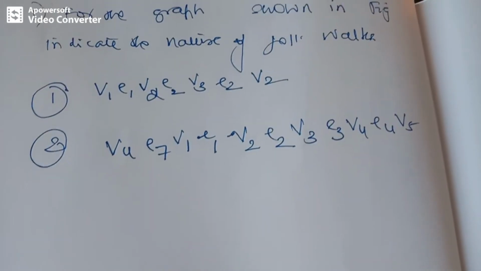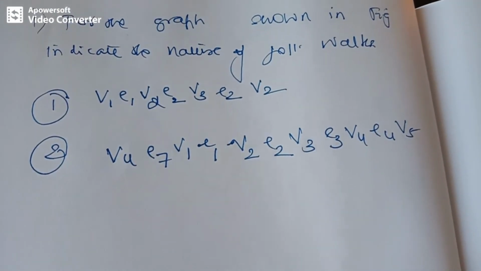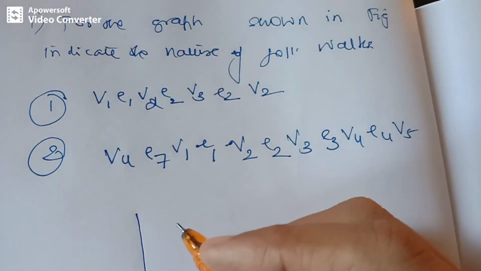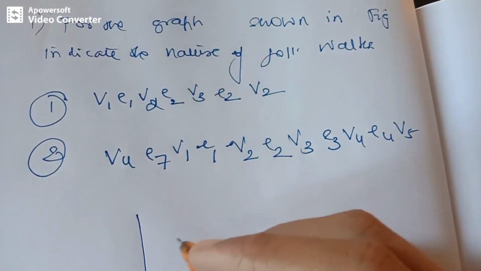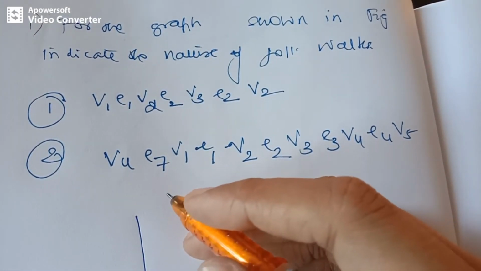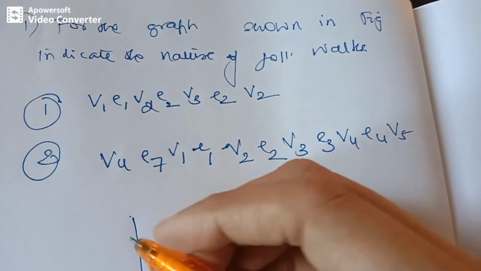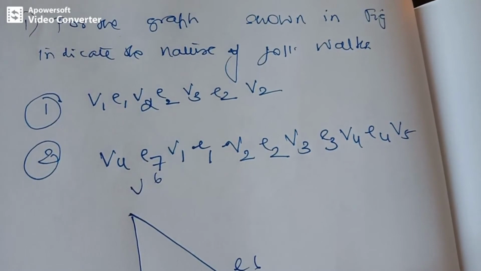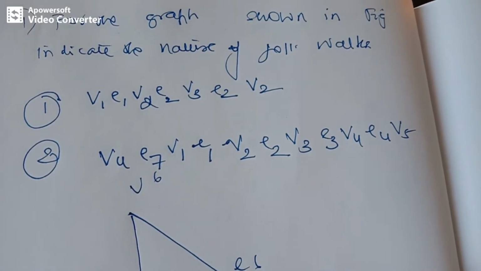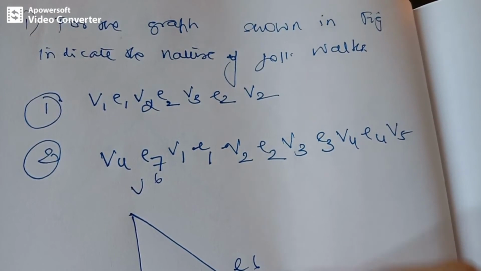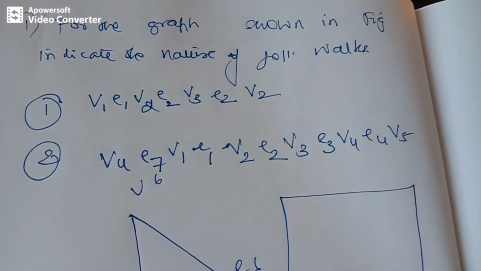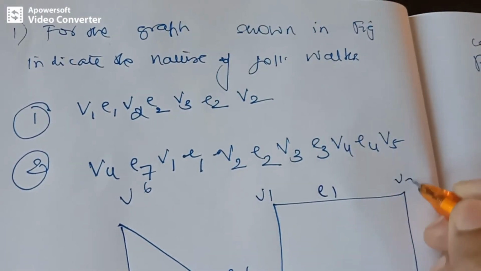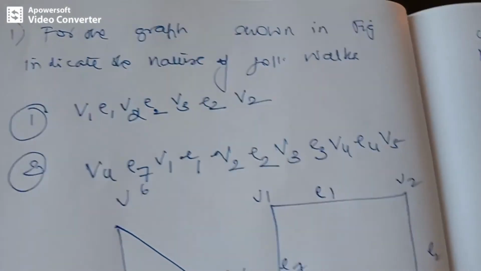Let us say this is the question. For the graph in the figure that I will show you, we have to indicate the nature of the walks, whether it is a closed walk, a path, a trail, a cycle or a circuit. This is what we have to find out. Let's say this is the graph. I've got vertices V5, E4, V4 and vertex V3, E3, V1, E1, V2, E2, E7.